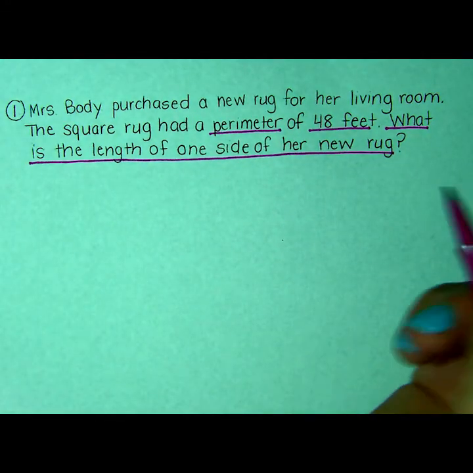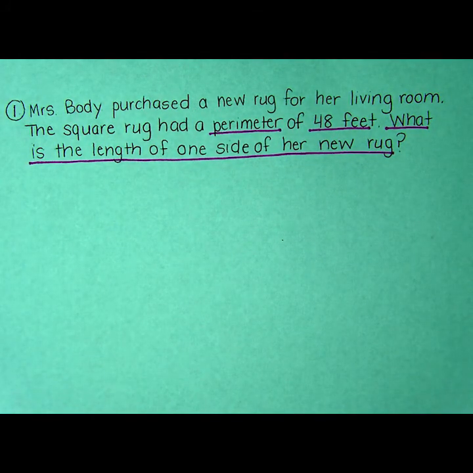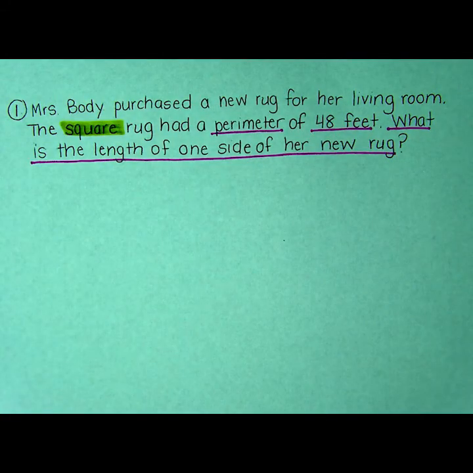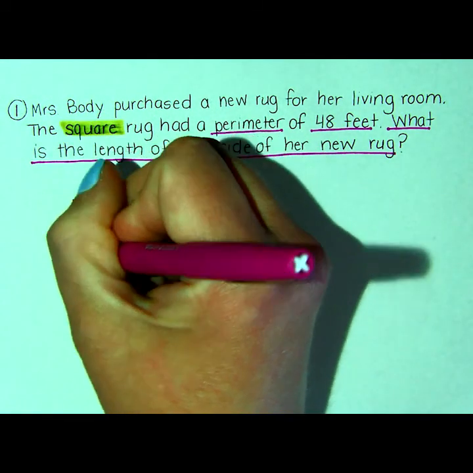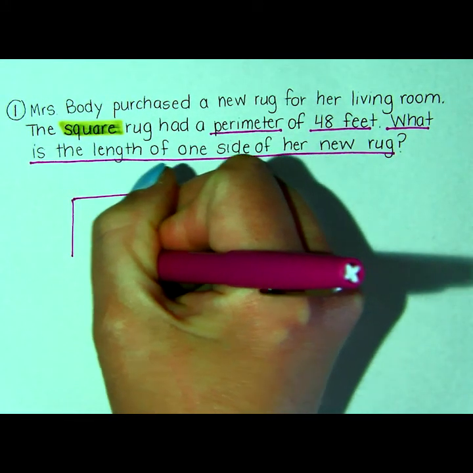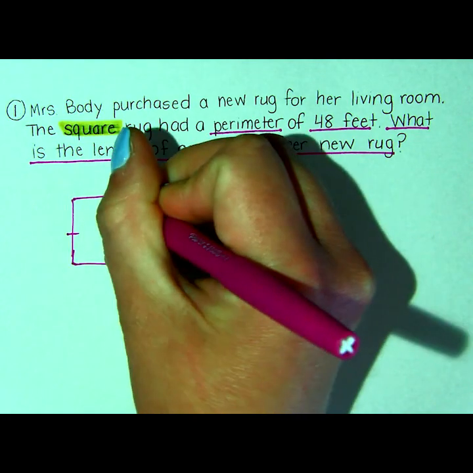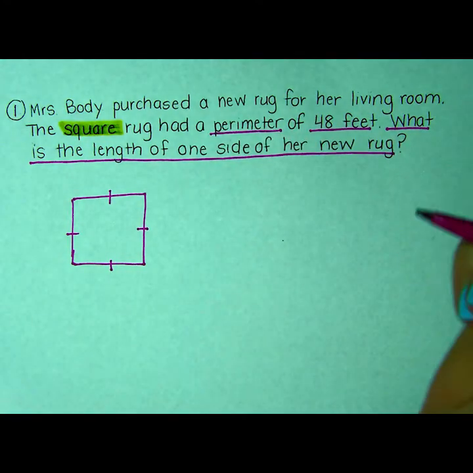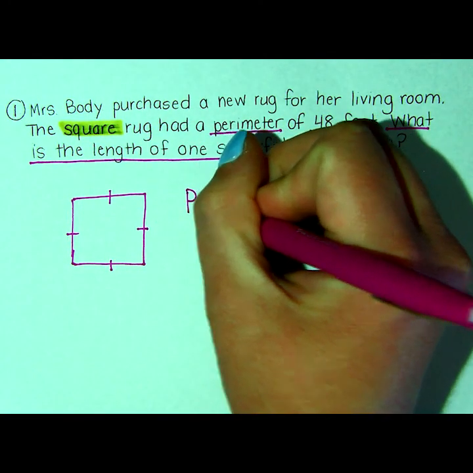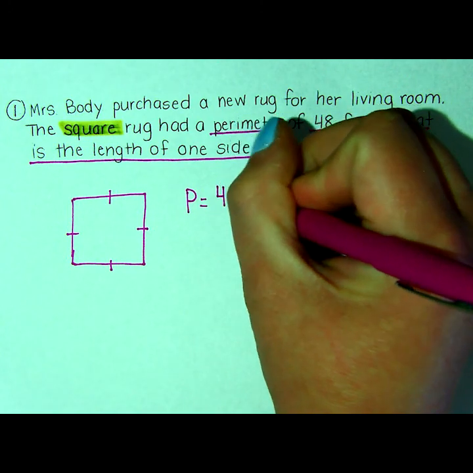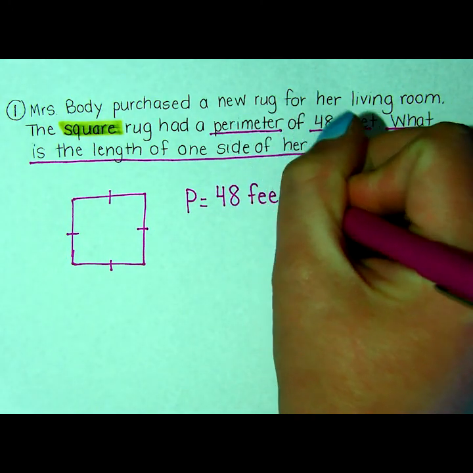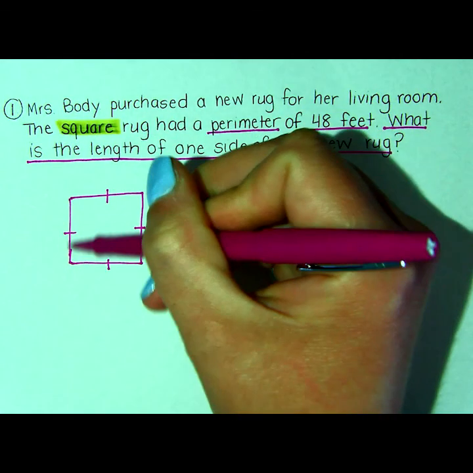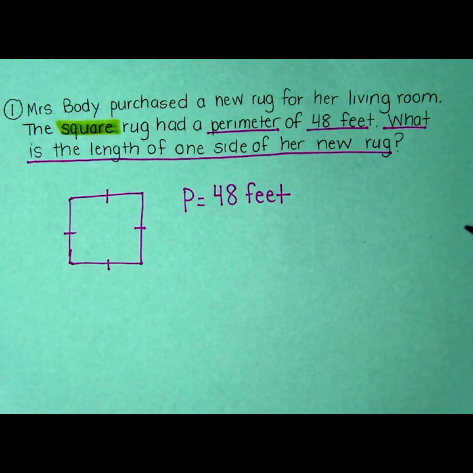Now, there's another key word here that I did not underline. I forgot it, and it was this part right here, the square rug. So again, I know that a square has 4 sides that are equal length. So this side and this side are equal, so is this side and this side. They're all the same length. And I know that the perimeter they've given me is 48 feet. Well, I need to think to myself, okay, if I know the distance all the way around this square is 48 feet, then what would each side length measure?